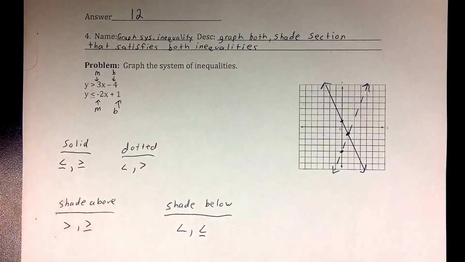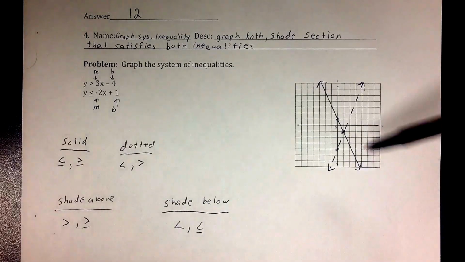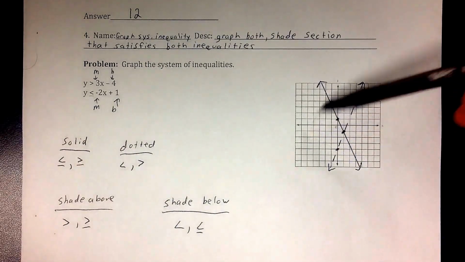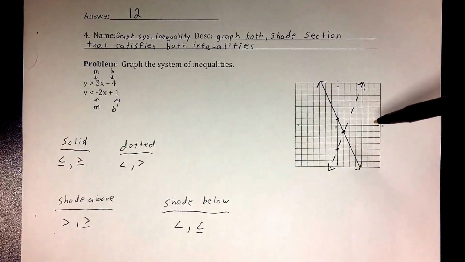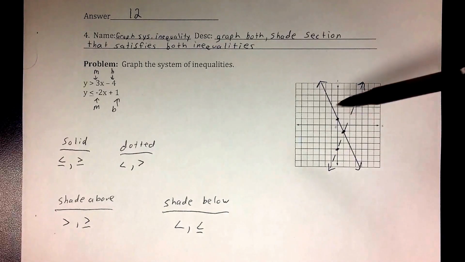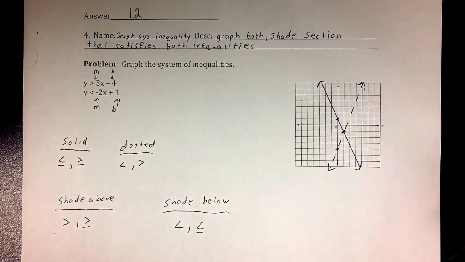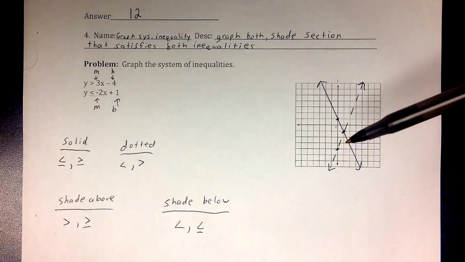Now, when we shade the section that satisfies both inequalities, we basically have divided this graph into 4 different sections. So what I like to do is go through and take one inequality or one line at a time and mark it with a check or an X: a check if it satisfies it, an X if it doesn't.